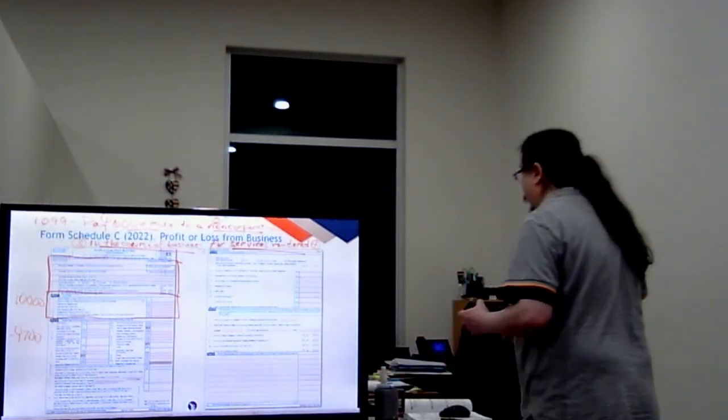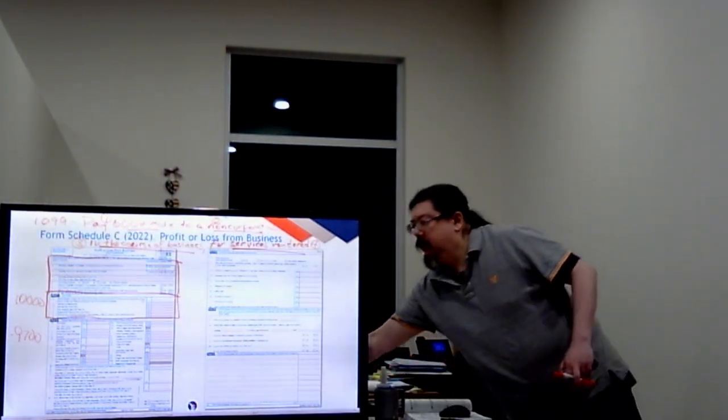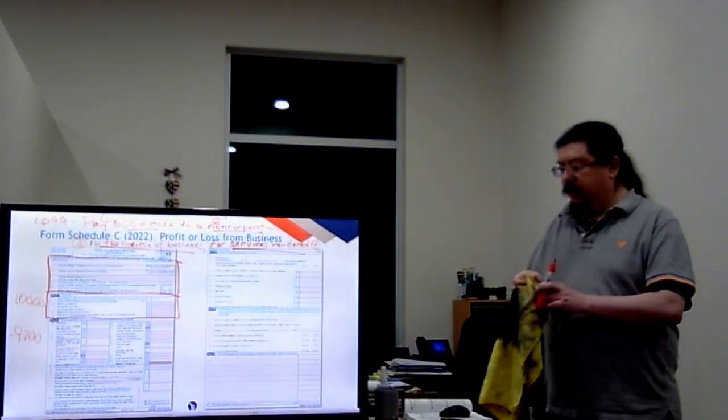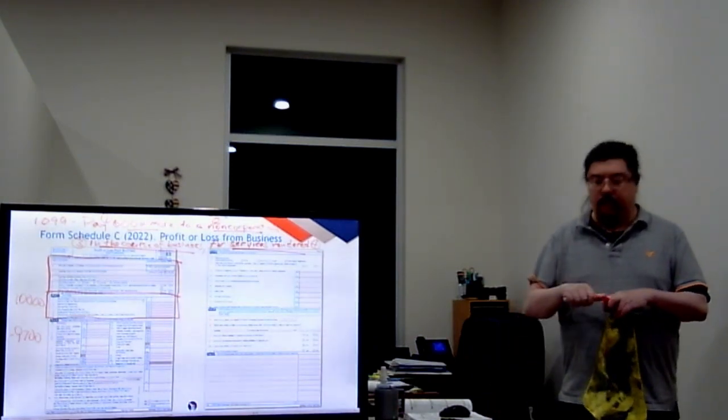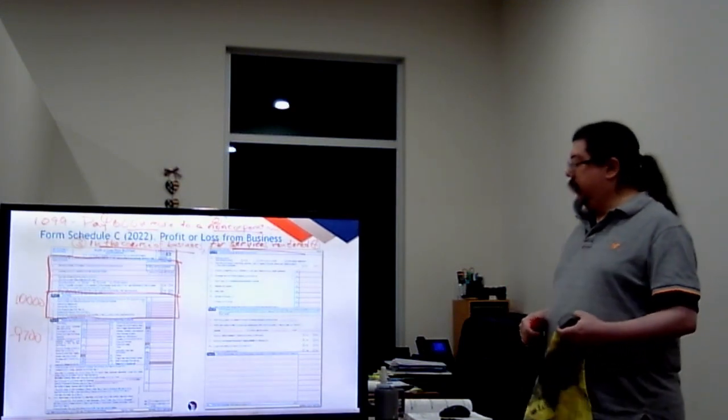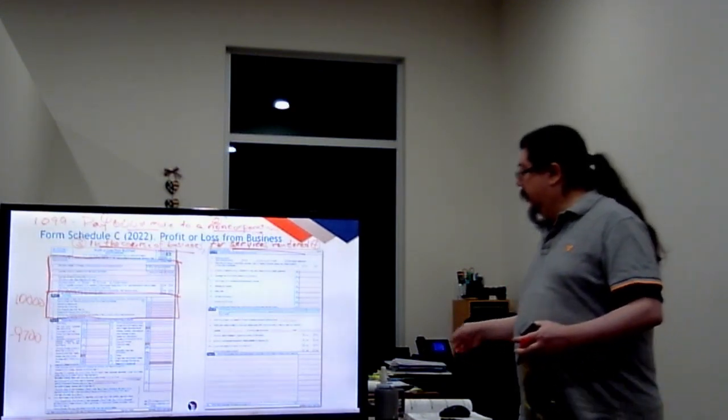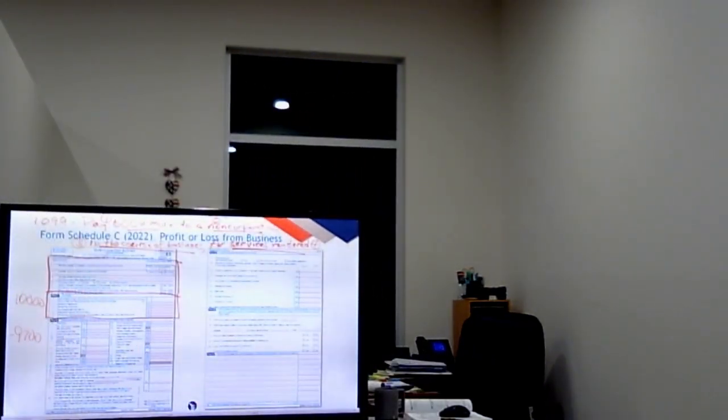What's a Schedule C cost again? On the low end, about $200, and it could get more expensive from there depending on how complex, like whether we have to do a lot of 4562s, 8829s, whether we have to do a lot of individual bookkeeping for you.